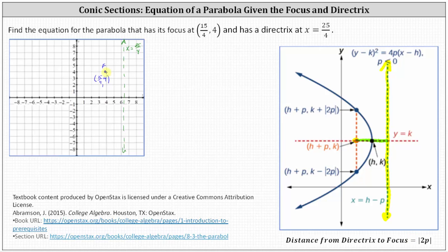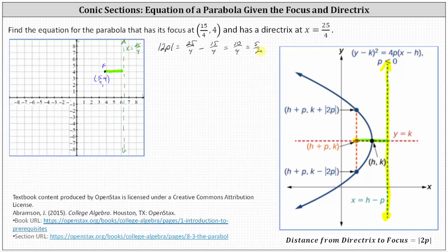So going back to our work, the distance from the focus to the directrix, this horizontal distance here, is equal to the absolute value of 2p. Because this is a horizontal distance, we can find it by taking the x value from the directrix of 25/4 and subtracting the x coordinate of the focus, which is 15/4. So now we know the absolute value of 2p is equal to 25/4 minus 15/4. And 25/4 minus 15/4 is equal to 10/4, which simplifies to 5/2.